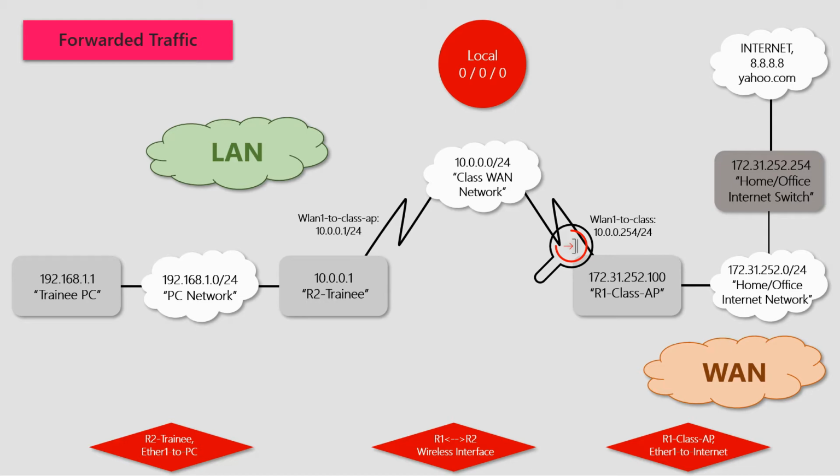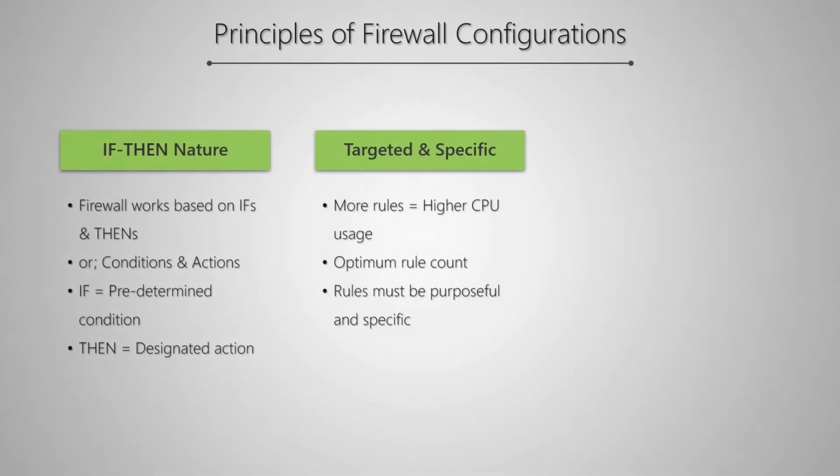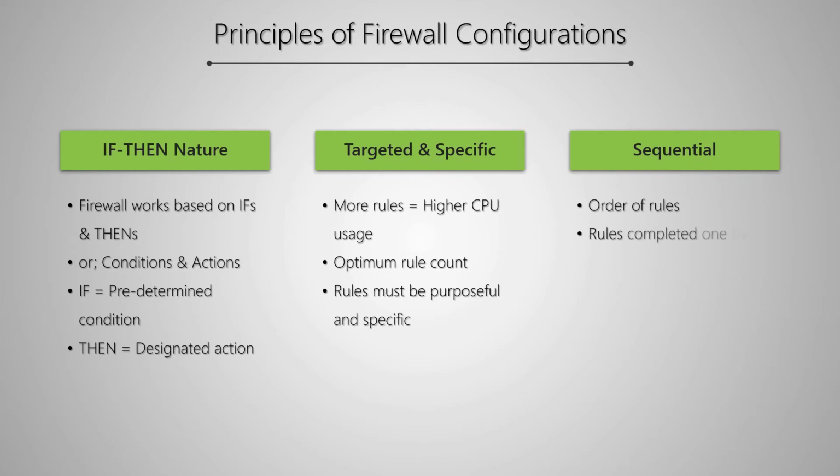And the third main principle we have is that firewall filters work based on their sequence. This means that the order in which the rules are arranged is very important. When packets reach a device, they will be matched against rules one by one. As a result, you must make sure that your firewall filter rules are not in contradiction with each other, nor do they cancel each other out.